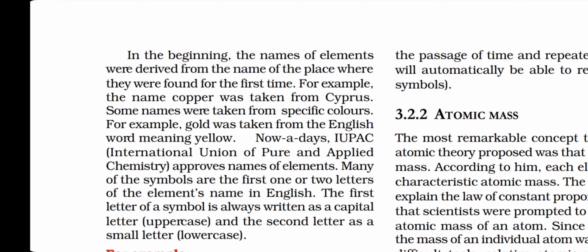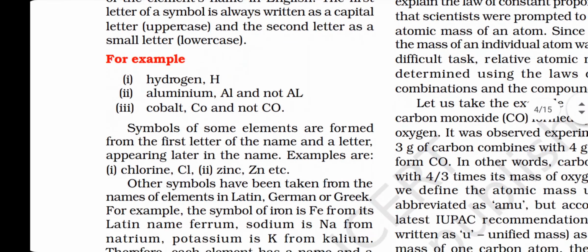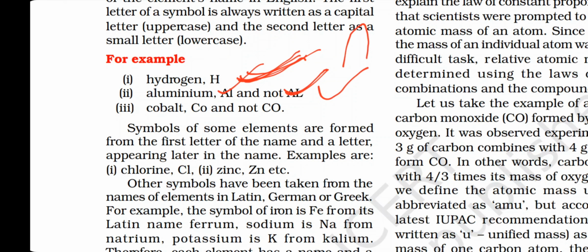Nowadays, IUPAC, the International Union of Pure and Applied Chemistry, is the international organization that approves the names of the elements with their symbols. Many of the symbols are the first letter of the English name, which is already discussed. Here are examples of different elements. Hydrogen is represented by capital H, aluminum is capital A and small l, not capital A and L. The first letter is capital and the second letter is small. Cobalt is Co, and copper is represented by Cu.